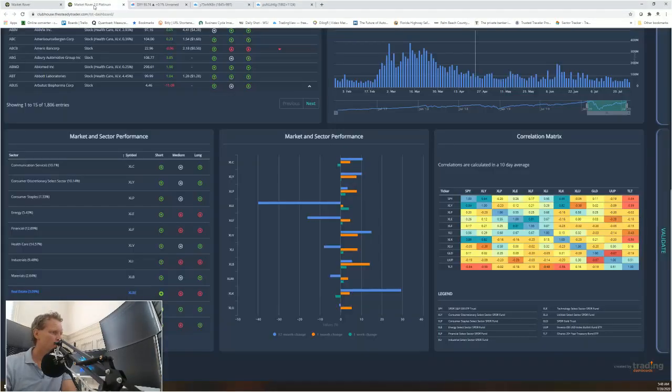First of all, we're going to go into our market rover here, and you may not be able to see it super well, but down here we have what's called a correlation matrix. In this correlation matrix, we keep a 10-day average correlation between different sectors of the equity market, but also between some of the more important asset classes. So for example, what's the correlation on a 10-day basis between gold and stocks, or the dollar and gold, or stocks and bonds, that kind of thing.